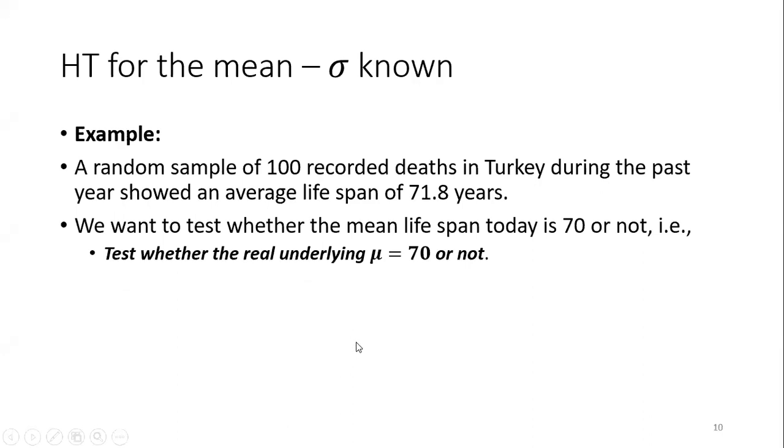So this is the first example that we have about hypothesis testing. There is a random sample of 100 recorded deaths in Turkey during the past year. What they do in Zincirlikuyu is they look at the ages of death. They randomly pick 100 people, record their ages and take the average of their ages. It turns out that the average, X bar, is 71.8 years.